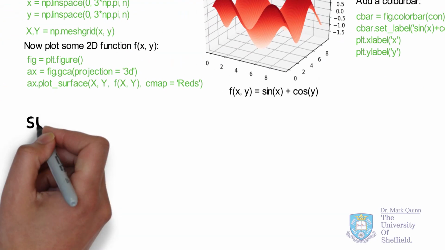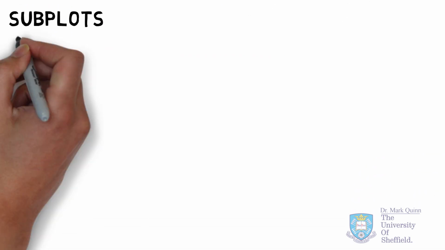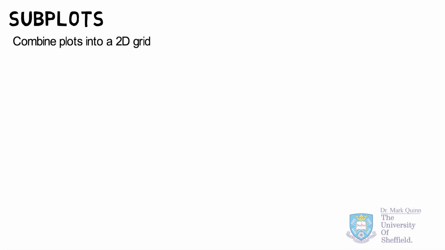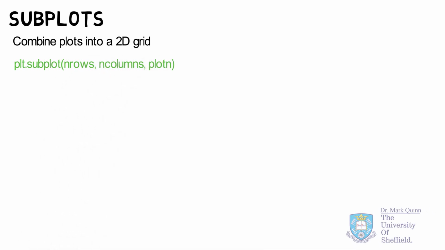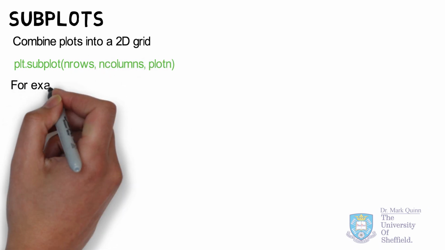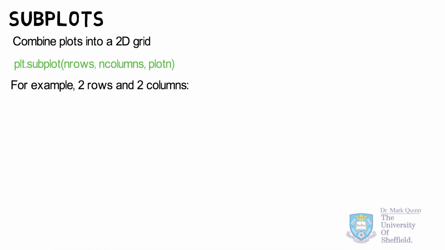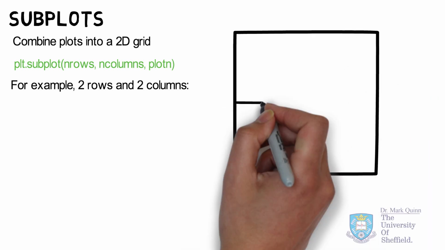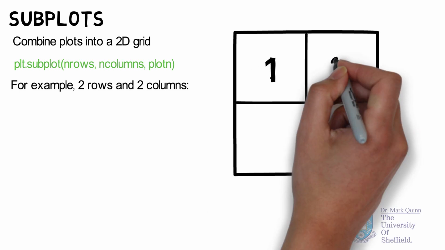Next, let's look at how we can create subplots in Python. Subplots essentially combine multiple plots into a 2D grid. The subplot command takes a number of arguments to define the size of the grid with a number of rows and a number of columns, and finally the position within the grid, reading from top left to right to bottom left and to bottom right. Here we've got a grid of 4 potential spaces where we can position our plots.